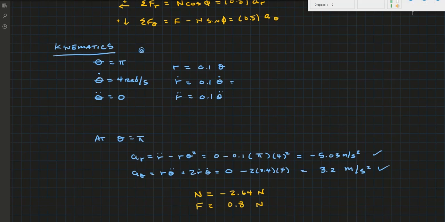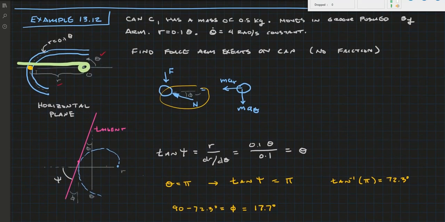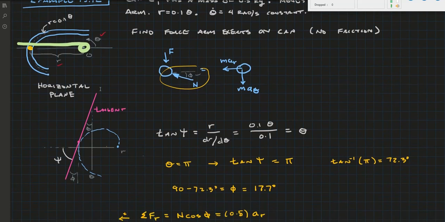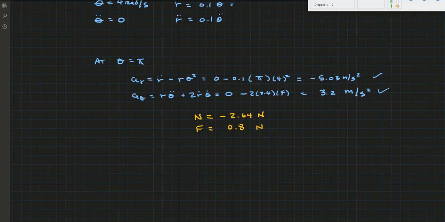Now, notice that our normal force is minus 2.64. That means we have it in the wrong direction. So it's actually touching the outside wall. But either way, we would have determined this in the sign. We would have determined whether we had N drawn correctly by how our sign turned out.